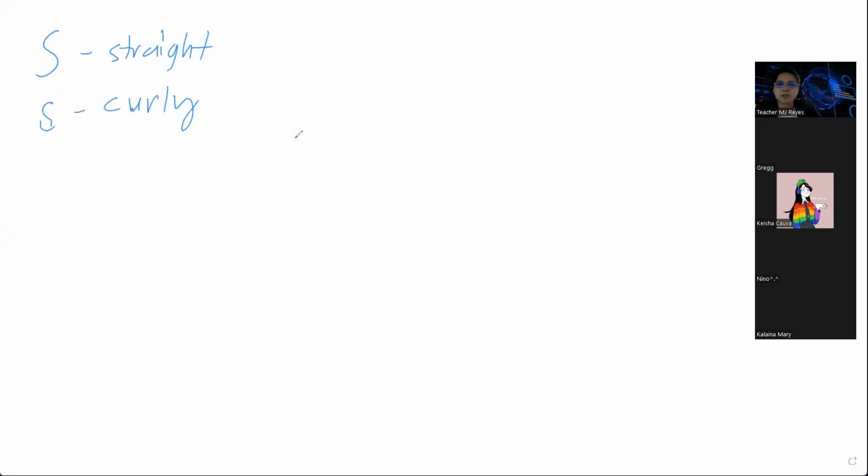So let's have a cross between a heterozygous straight male, because it carries a gene for curly, to a heterozygous straight female, because it carries again a recessive allele curly on its genes or genome. Let's have the cross. You create a Punnett square.